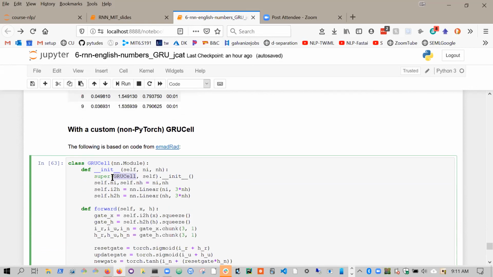Oh, okay, because I thought super means that initialize the class that this is inheriting from. Yeah, and it's the same thing. It's just in Python 2, you had to supply it. You had to supply the GRU cell and then self, whereas now with Python 3, you can just do super brackets, init brackets. Oh, okay.